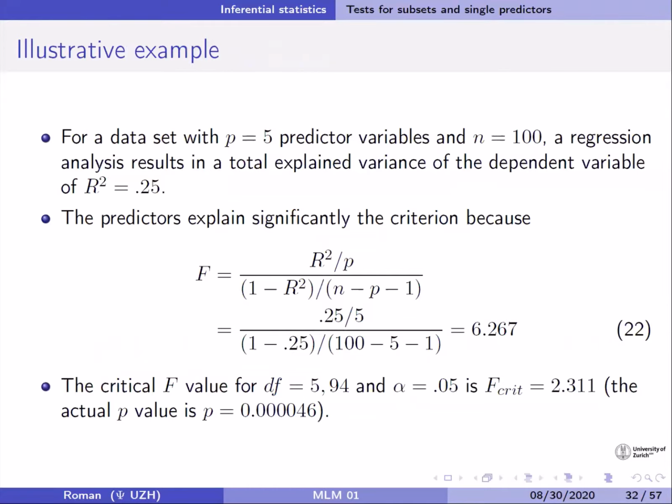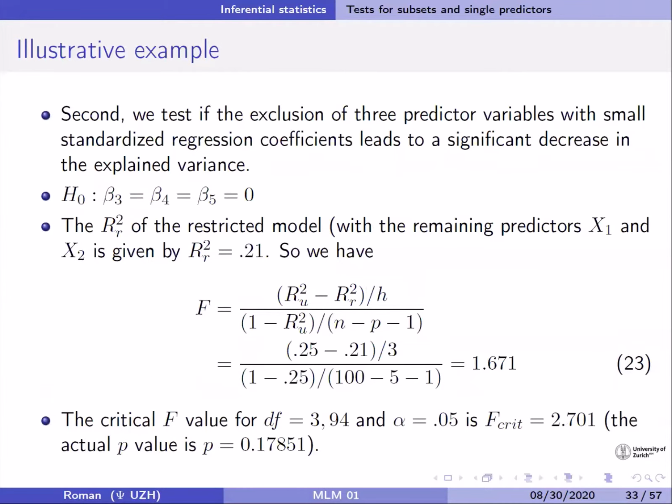So for a data set with 5 predictor variables and an N of 100, a regression analysis results in a total explained variance of the dependent variable, an R-squared, of 0.25. The predictors significantly explain the criterion because, plugging in this formula, we have an F statistic of 6.265. Using an F distribution and an alpha value of 0.05, we can see that the critical threshold is 2.31. Because our test statistic is much greater than the critical threshold, our p-value is equal to 0.000046, which is thus statistically significant. So we can say that 25% variance explained is statistically significant from 0.